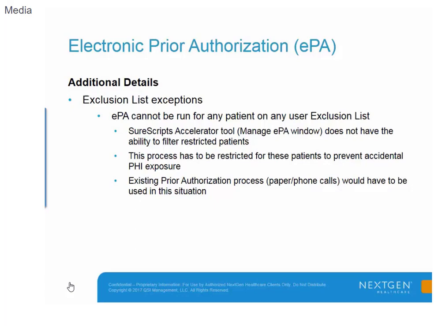Now, we also have a couple of other details to look at before we check out our demo. So there's an exclusion list exception here. EPA cannot be run for any patient that's on any user's exclusion list. This is because the SureScripts Accelerator tool does not have the ability to filter those restricted patients, and if you did get in there, you might have accidental PHI exposure. So we don't want that to happen, so the existing prior authorization process would have to be used: paper forms, phone calls, whatever you were using for patients that are on an exclusion list.